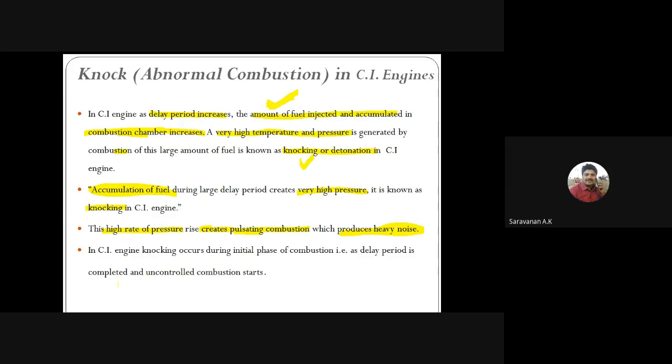ஏன் அப்படின்னா, in most diesel engines the knocking will be there, right? Most of the diesel engines, the engine knocking will occur, right? So at the initial stage itself, the knocking will occur in the diesel engine, right? The knocking will occur during the initial phase of the combustion, right? So இது எஸ் என்ஜினோட கம்பேர் பண்ணி சொல்றோம், அப்போ இன்னும் சிம்பிளா தெரியும்.